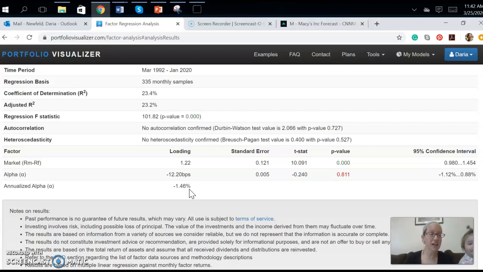And the negative alpha is telling me that this is a stock that I would want to either short in my portfolio or not include in my portfolio.